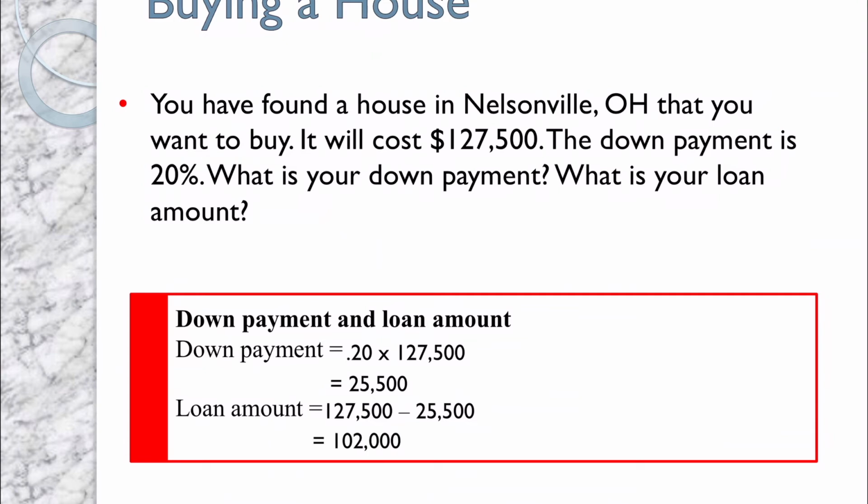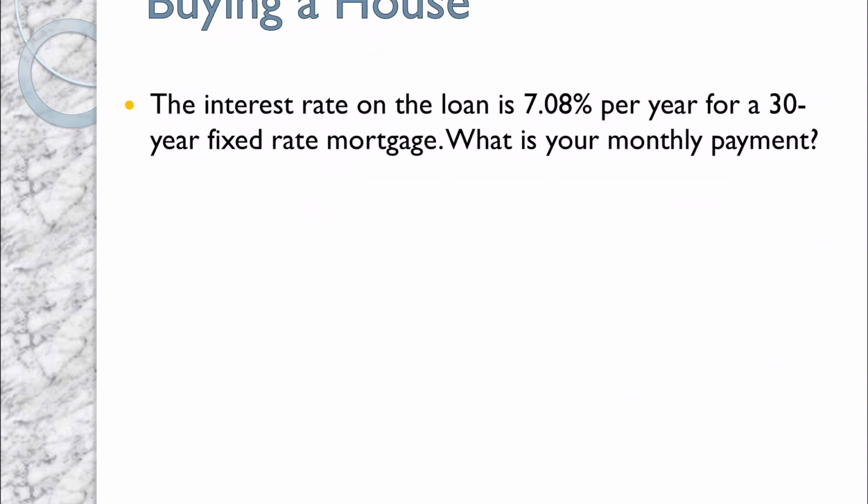So once again, pretty straightforward, but it is necessary to understand this first step before you actually calculate the payment on a mortgage. So now we go into our loan specifics. The interest rate on our loan is going to be 7.08% per year. For a 30-year fixed rate mortgage, what is your monthly payment?